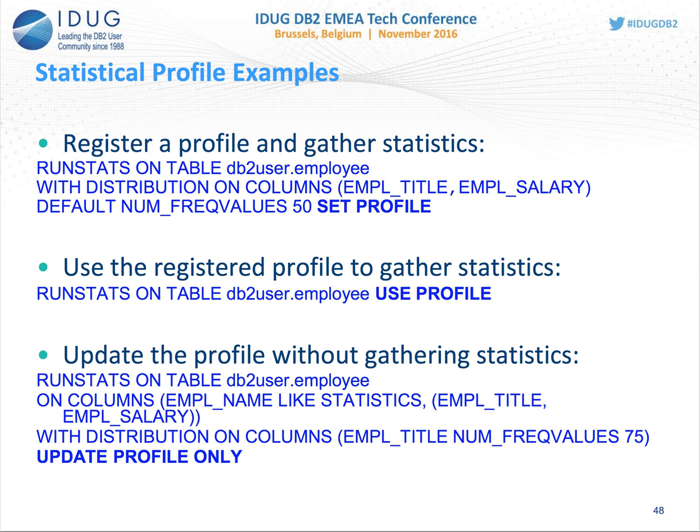And then the next time you actually want to collect stats on that table, rather than having to specify all those options, you can just say use profile, and it'll pick up whatever's in the catalog. The other big advantage with having the profile in the catalog is that auto run stats will also use those options. So, is there a question back here?